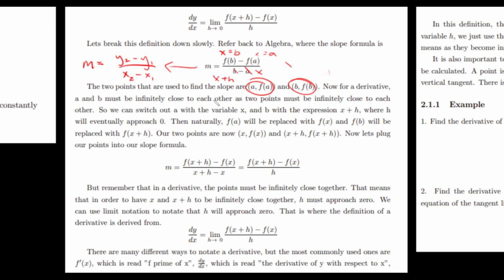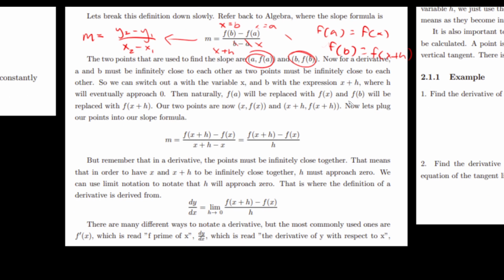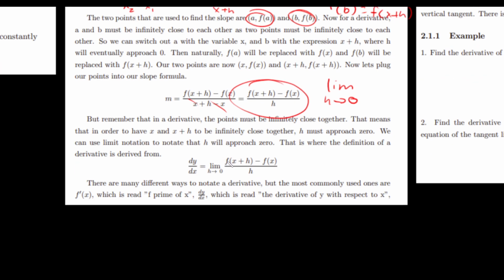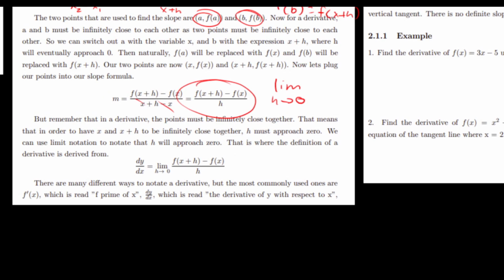You see how they approach each other because this h eventually approaches 0. Then naturally, f of a is going to be just f of x, right? F of b is going to equal f of x plus h. Right. So now we can simplify it out to this, and these x's cancel out, we get this. But remember, we still have to add the limit as h approaches 0 because we want both point A and point B to approach each other. So now we have the definition of a derivative.